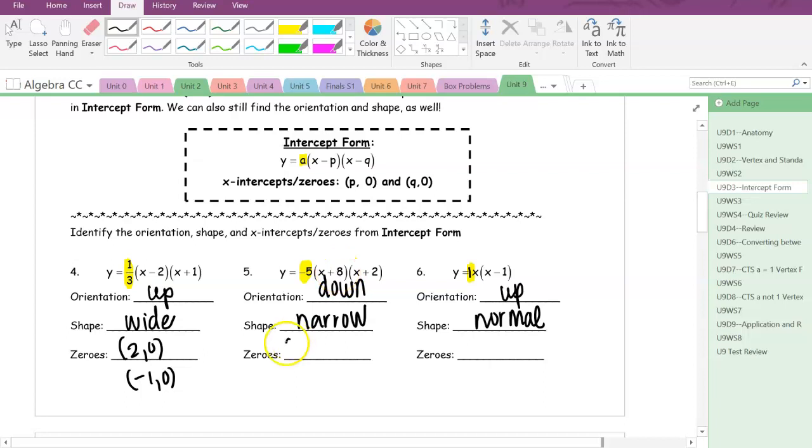All right, this one, positive 8 becomes a negative 8. Positive 2 becomes a negative 2. Finally, this one's a little weird. This is just an x. Think about what that would mean. Think about when you solved what you got. That one's going to be (0, 0) and (1, 0). And again, nothing stops you from actually graphing this and taking a look at it.